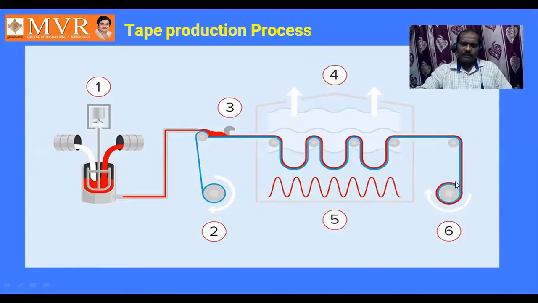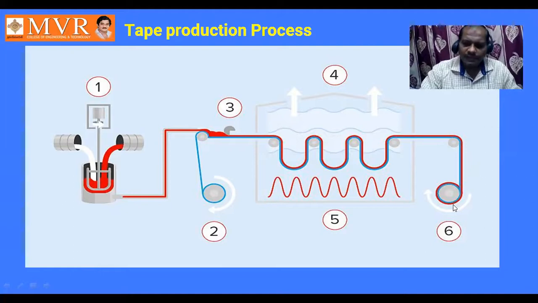After this, it is cut to a sufficient size and rolled once again. After rolling, it is removed and packed for the specific application where it is to be used. So like this, we are going to have it. This is the line diagram of the tape production process.